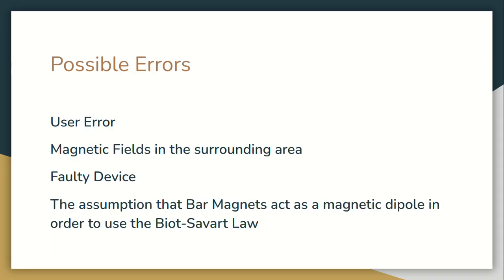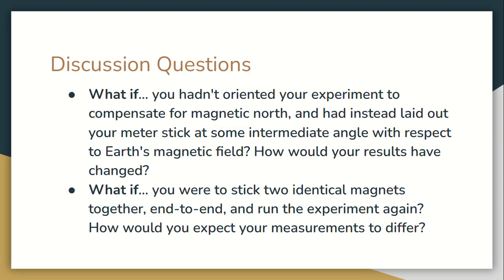So our possible errors are user error, and magnetic fields in the surrounding area, because we were surrounded by other technologies that have circuitry, which we know carry magnetic fields. It could have been a faulty device error, or the assumption that the bar magnet acts as a magnetic dipole. This is an idealization, not a perfect instance. If we hadn't oriented our experiment to compensate for magnetic north, our directions would have changed. Magnitudes would not have.